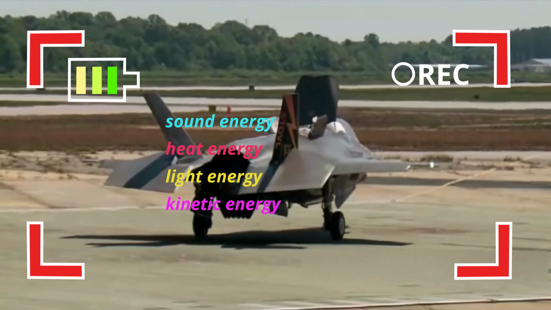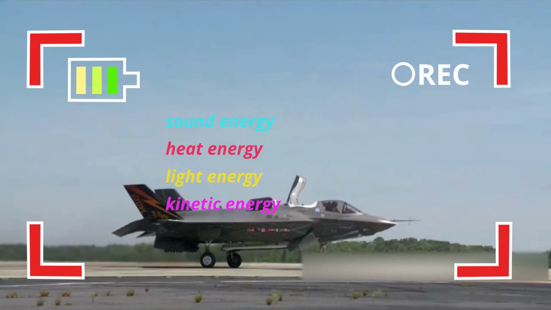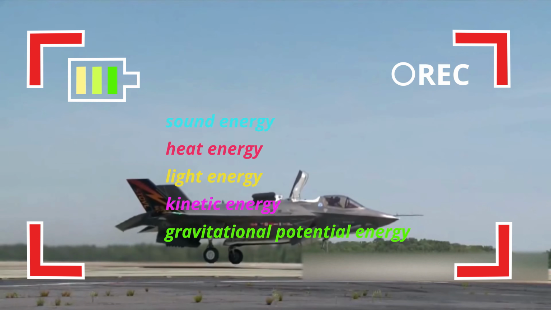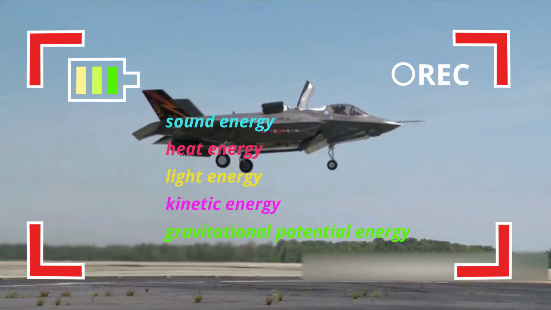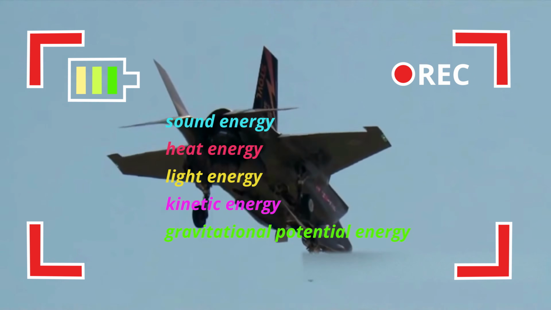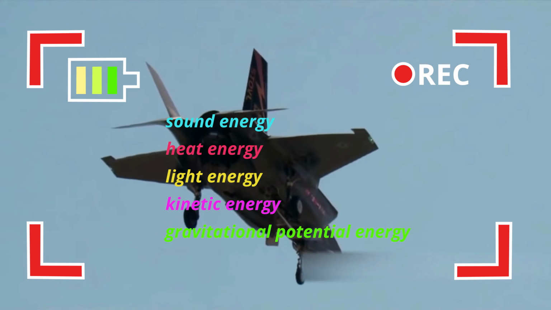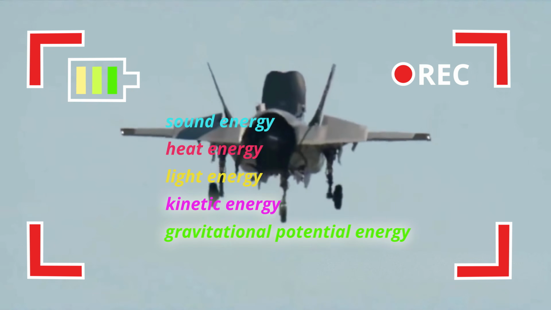Kinetic energy, that's the energy of objects that move. And gravitational potential energy, that's the energy of objects that fall down because of the pull of Earth's gravity or rise up against Earth's gravity. Today we'll learn the maths of the last two types, kinetic energy and gravitational potential energy.